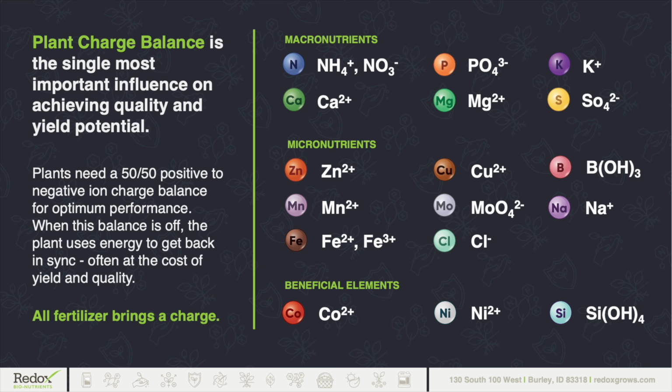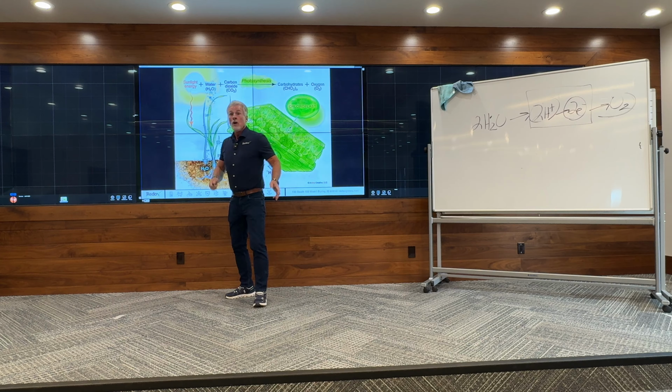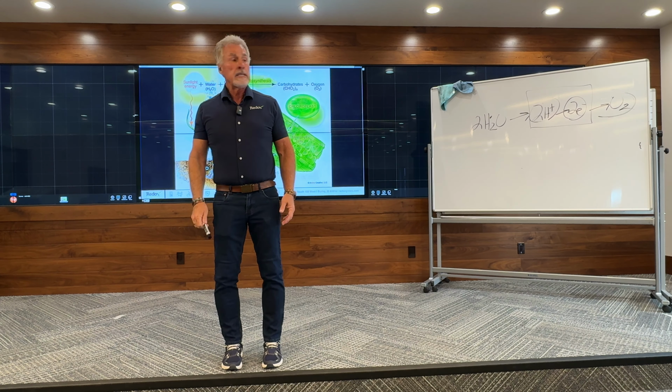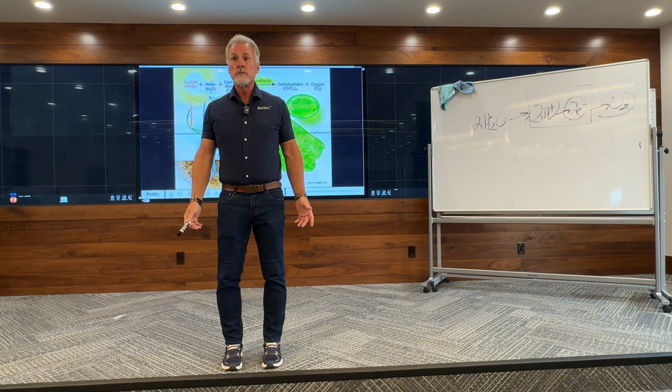Why do we not talk about plant charge balance when the very first thing that the plant does is create charge? And why, if all fertilizers are charged and the very first thing that a plant does is create charge, why do we not think about it? Why do we not deal with it? It's absolutely crazy.